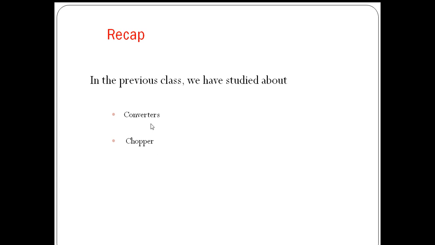And next we discussed a chopper circuit. A chopper circuit is a DC transformer which will convert fixed DC voltage into variable DC voltage. And we discussed mainly the step down chopper and step up chopper. In a step down chopper, we get the output voltage less than the input voltage. In a step up chopper, we get the output voltage more than the input voltage.